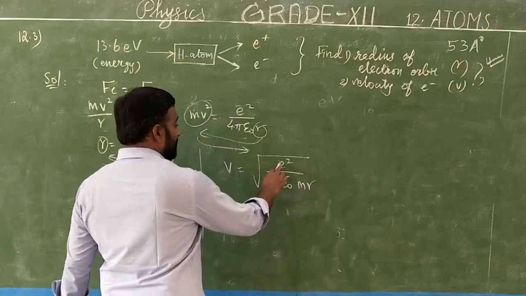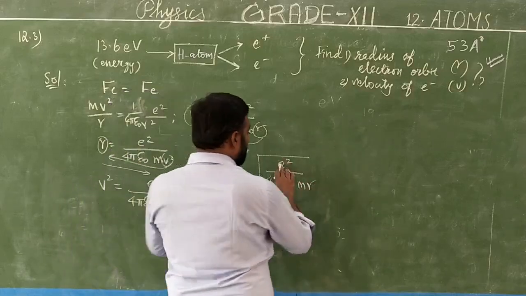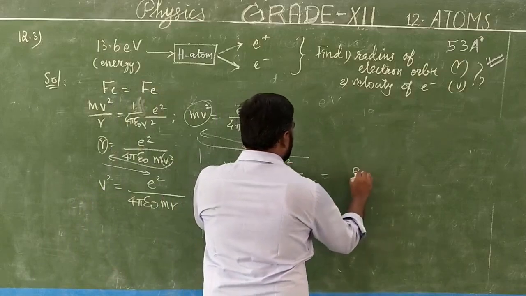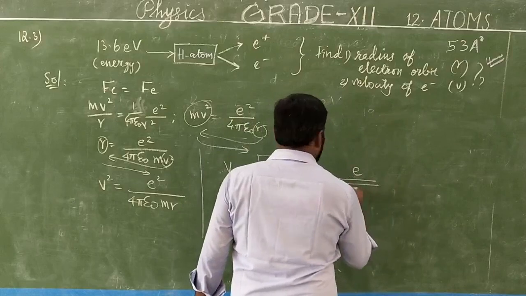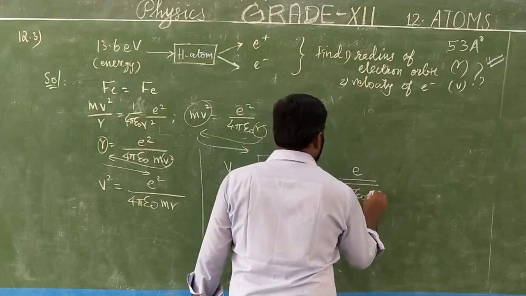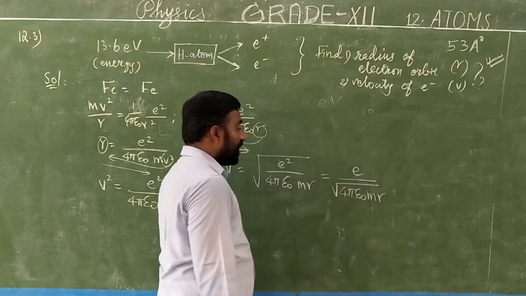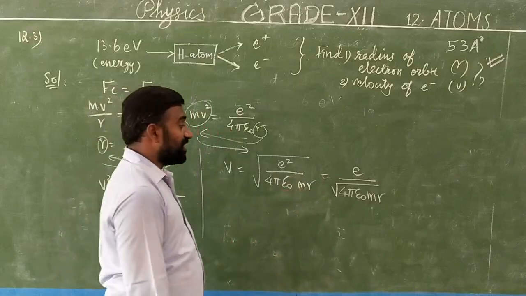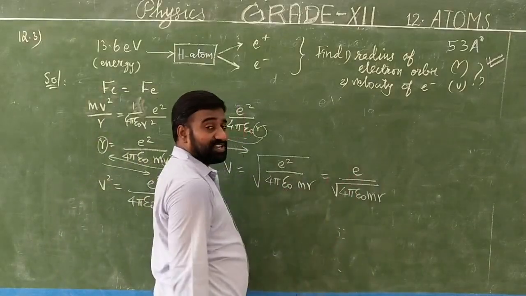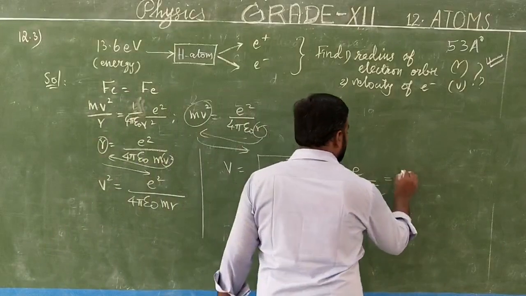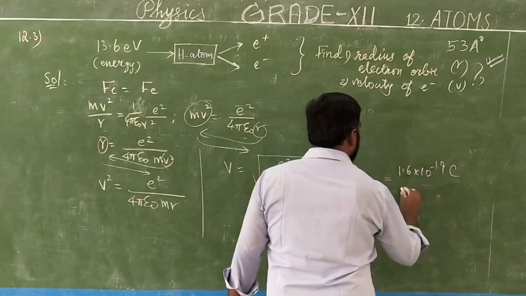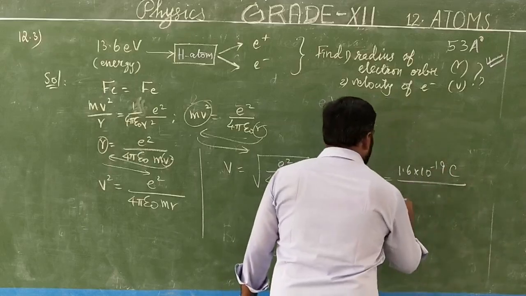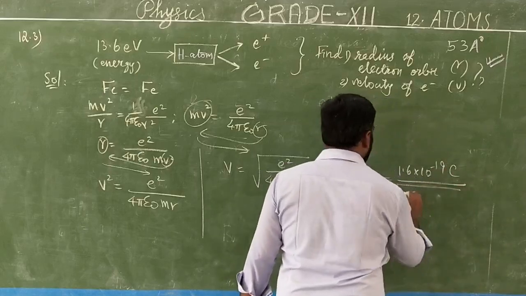Since e squared has a root, we can eliminate the root for the electron charge. So finally it becomes e by the square root of 4 pi epsilon naught into mr. So all constant values we have. Substitute all the constant values. What is the charge of an electron? 1.6 into 10 raised to minus 19 coulomb divided by the square root of 4 pi epsilon naught.